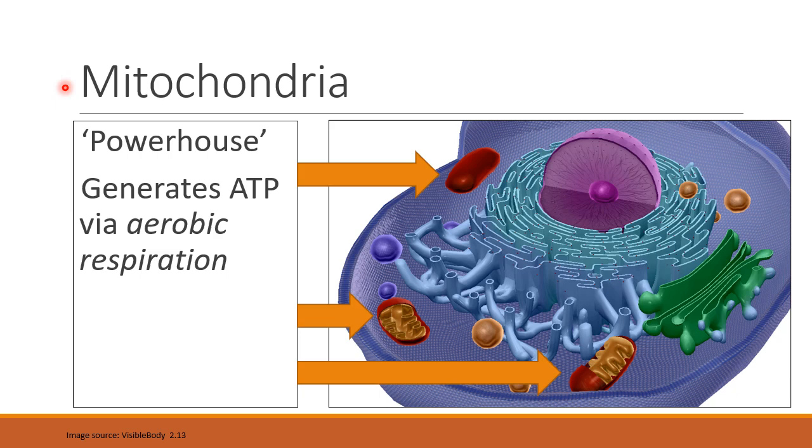So how does the cell get ATP? Well, there's a few ways of doing it. The most efficient way is through the mitochondria, through a process of aerobic respiration.